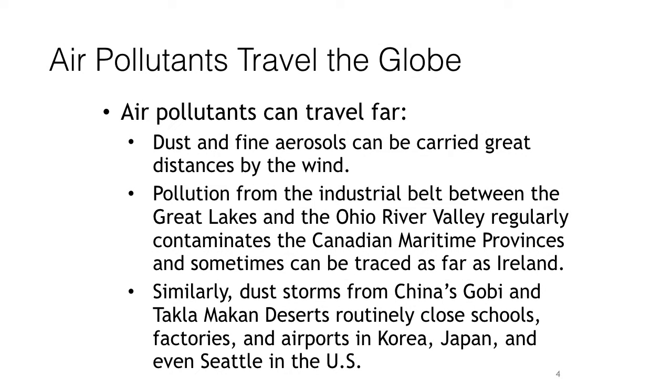Dust and fine aerosols can be carried great distances by the wind. Pollution from the industrial belt between the Great Lakes and the Ohio River Valley regularly contaminates the Canadian maritime provinces and sometimes can be traced as far as Ireland. Similarly, dust storms from China's Gobi and Taklamakan deserts regularly close schools, factories, and airports in Korea, Japan, and often reach Western North America. In one particularly severe dust storm in 1998, chemical analysis showed that 75% of the particulate pollution in Seattle, Washington air came from China.